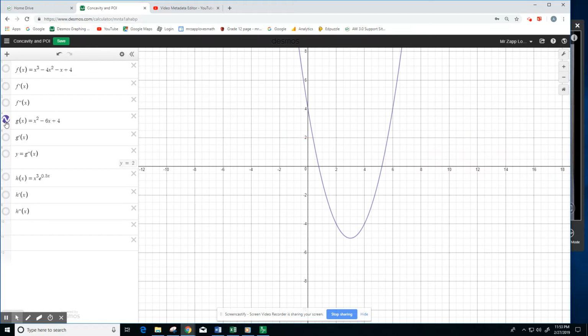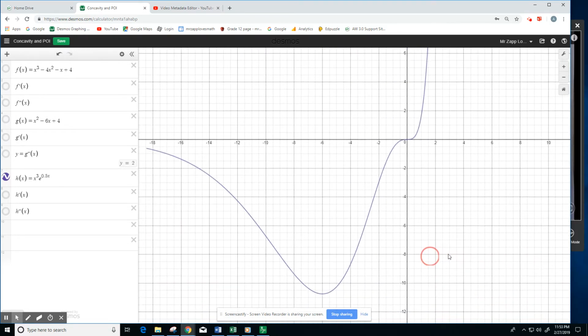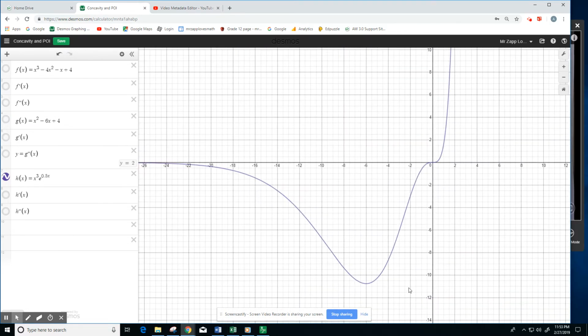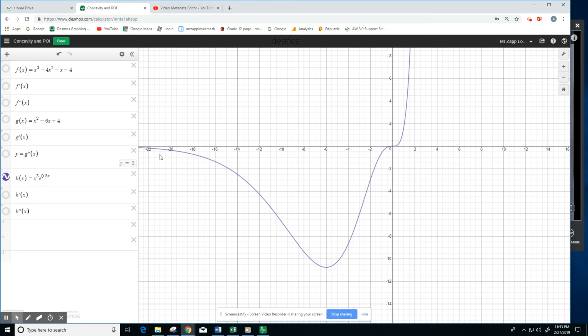And let's take a look at this last one. Maybe this one will be a little more interesting. Okay, oh yeah, this one's a little more interesting. So let's try to figure out here. So it definitely seems to be concave down, still somewhere here, and then it starts to be concave up.